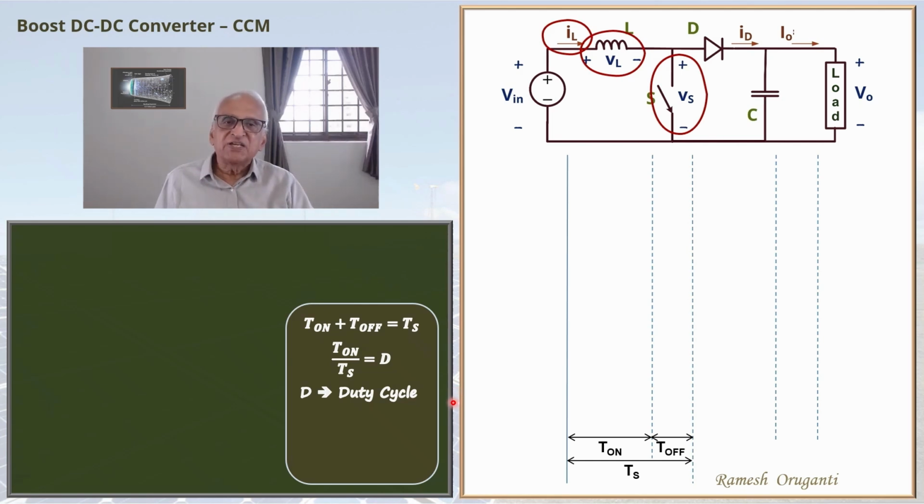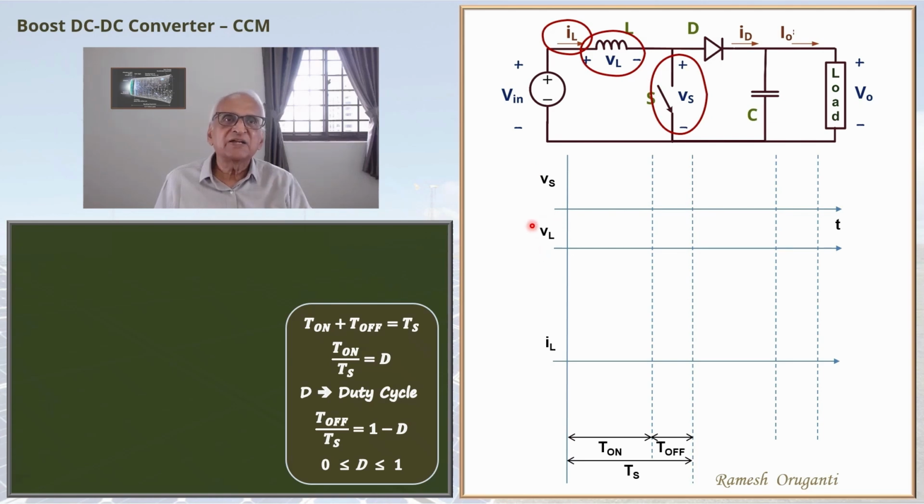T off by Ts is 1 minus D, and you can note that the duty cycle range is between 0 and 1. We will plot three waveforms: the switch voltage Vs, the inductor voltage VL, and the inductor current IL. We are assuming that the circuit has been operating for some time and now it is operating under steady state.